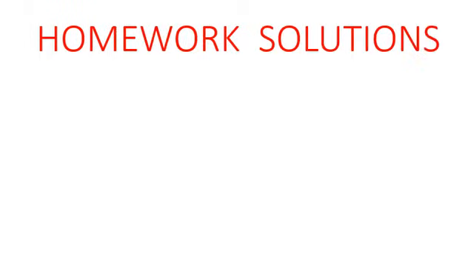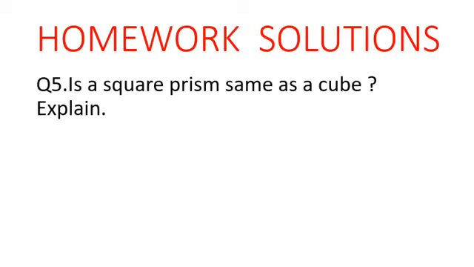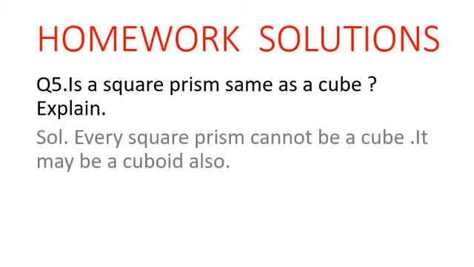Coming to homework solutions, students, I have given you 3 questions to solve. One question was to be done in the book, that was question number 3, and question number 4 is also very easy, so you can do it on your own. I hope you must have done it. I am explaining question number 5: is a square prism the same as a cube? You are supposed to explain this. Every square prism cannot be a cube. It may be a cuboid also.